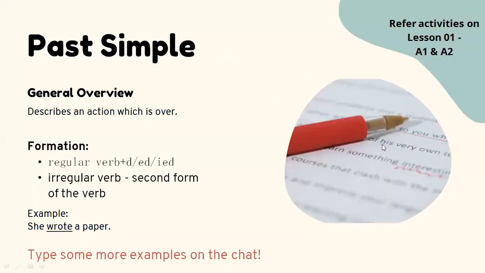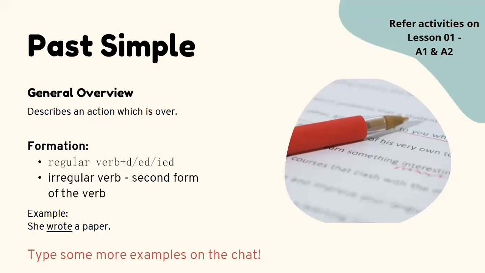Okay, that is past simple. So, past simple, general overview: you know what the past tense form is. It is an action that took place in the past and then ended and finished in the past. So we refer to an action that is finished in the past. Okay? So, formation.